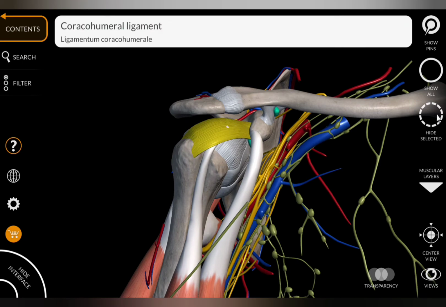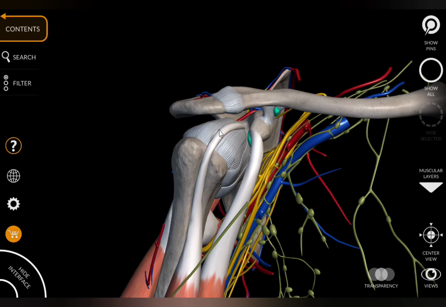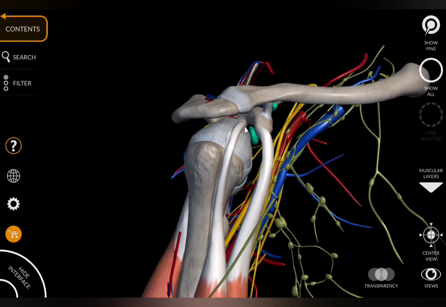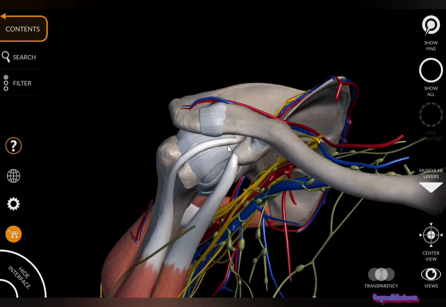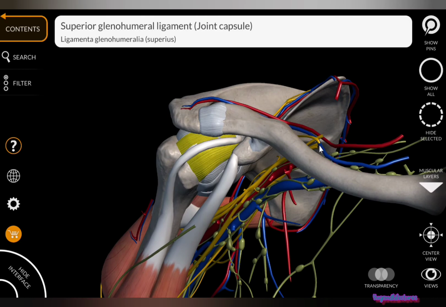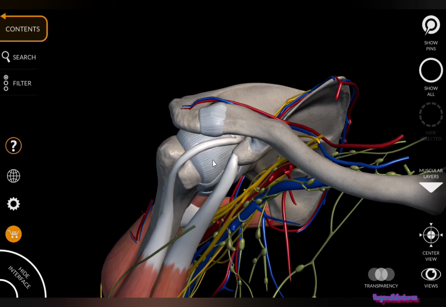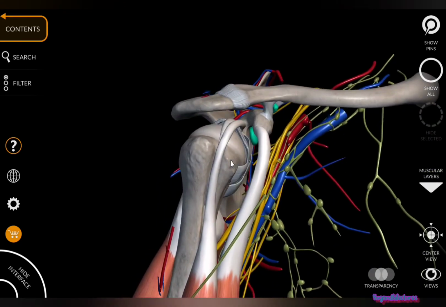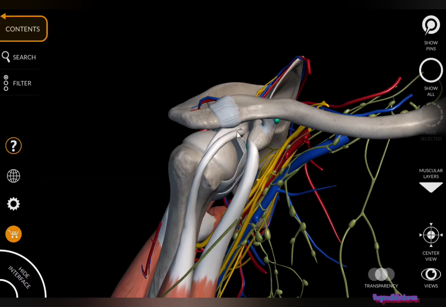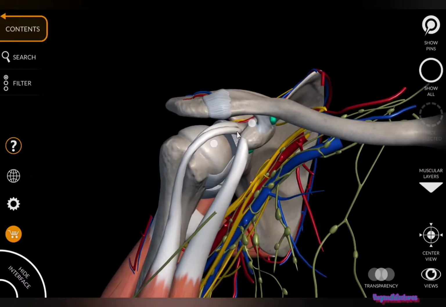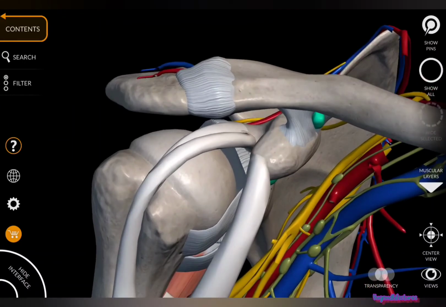And this is the glenohumeral ligament, coracohumeral ligament. So you can see the tendon of the biceps brachii, that is the long head of the biceps brachii. So actually it takes origin from the supraglenoid tubercle. So you can see there, it is taking origin from the supraglenoid tubercle.